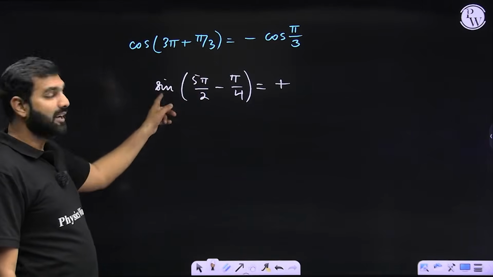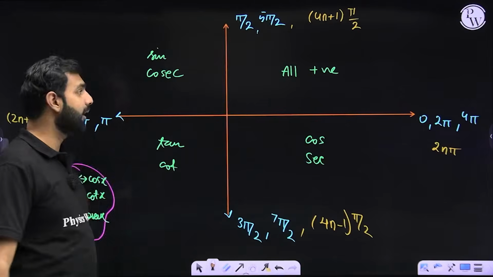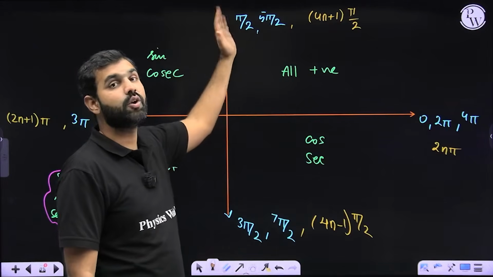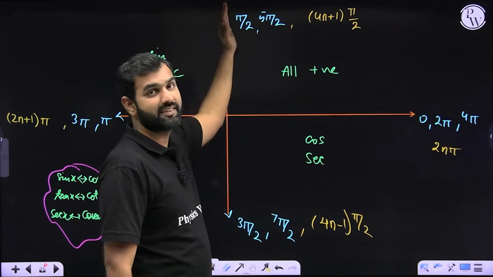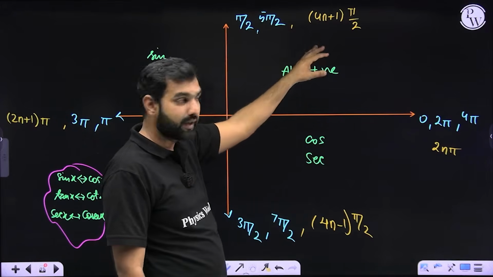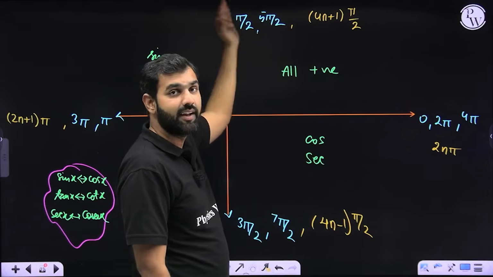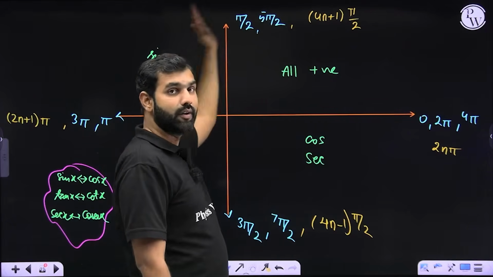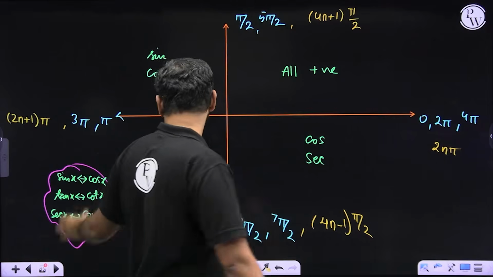Now, sin 5π/2. Where do I see 5π/2, on the x-axis or y-axis? On the y-axis. So if it is on the y-axis and I'm subtracting, then I'm moving into the first quadrant. But since it is on the y-axis, if you are going left to right from the y-axis, then the ratios change.